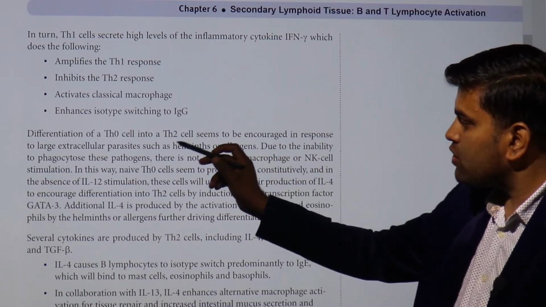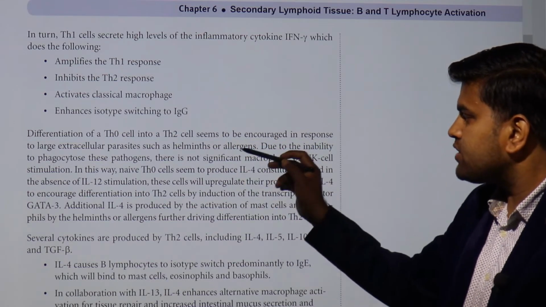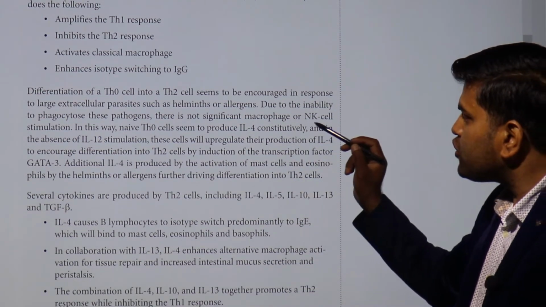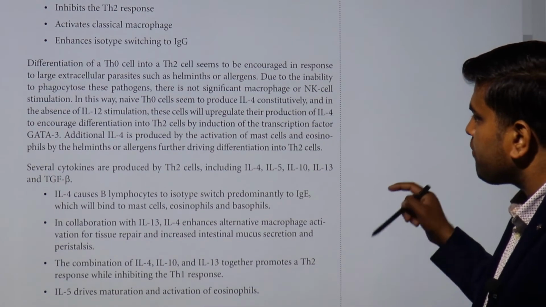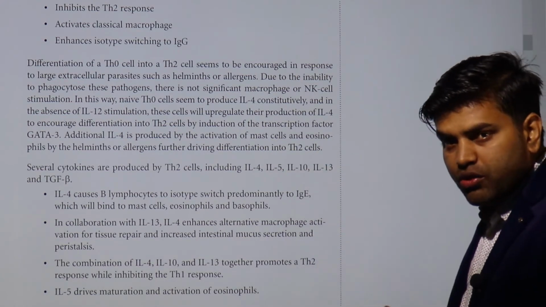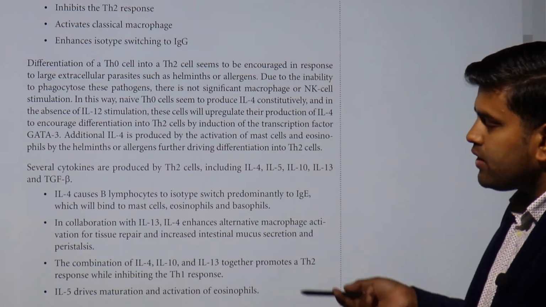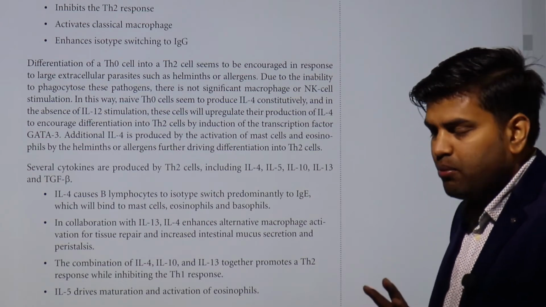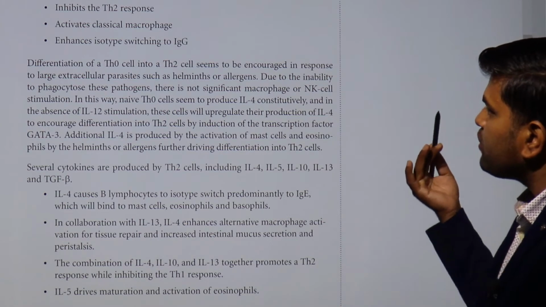The differentiation of Th0, that is naive T cell, into Th2 seems to occur in response to extracellular parasites such as helminths and allergen. Due to inability to phagocytose this pathogen, there is no significant macrophage or NK cell stimulation. In this way, naive T cell seems to produce interleukin 4 constitutively, in the absence of interleukin 12 stimulation. So there is no interleukin 12 because there is no intracellular signal, so there is only interleukin 4. If there is interleukin 12, that is due to intracellular signal, that will go to the Th1 arm. But if it is not interleukin 12 but interleukin 4, that will activate your Th2 arm.